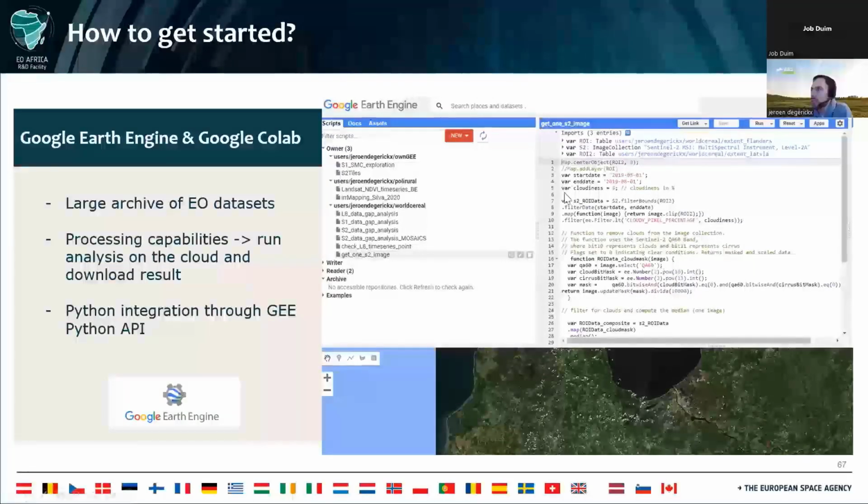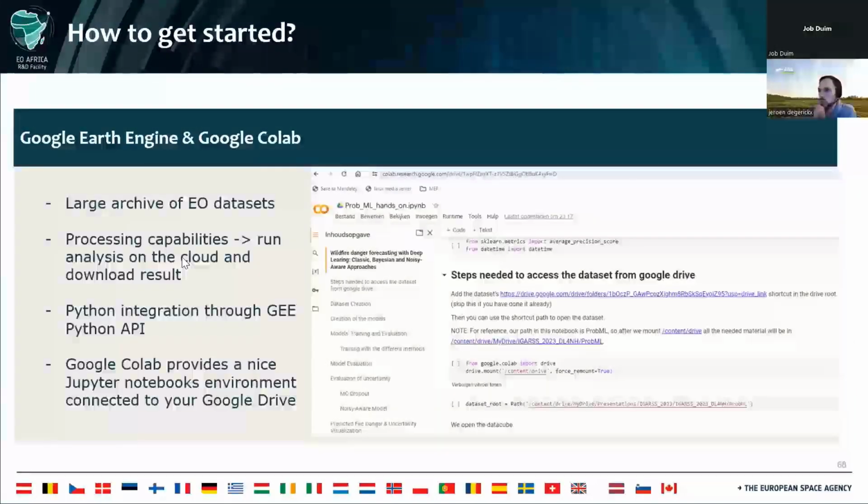Up till recently, you needed to know quite a bit of JavaScript, the programming language, to get started with Google Earth Engine and write your own scripts. By now, there is Python integration foreseen through a Python API, so you can use Python code to access and process data on Google Earth Engine. And a nice way to do that is using Google Colab.